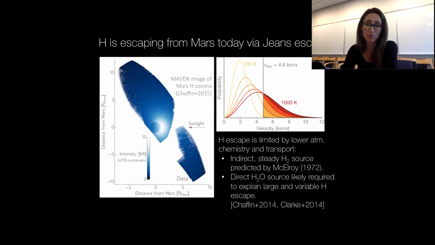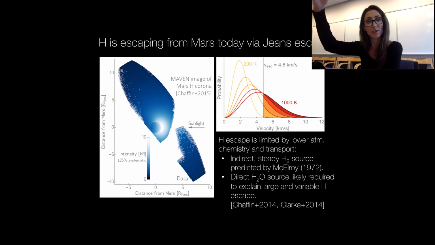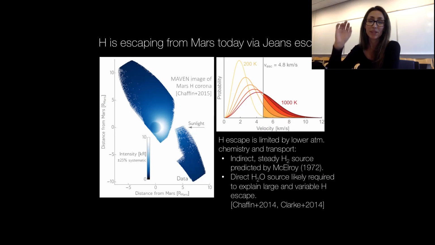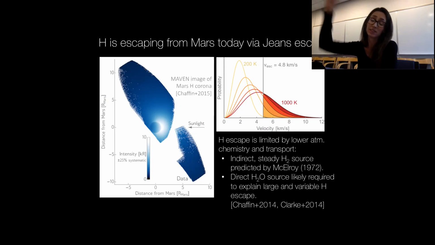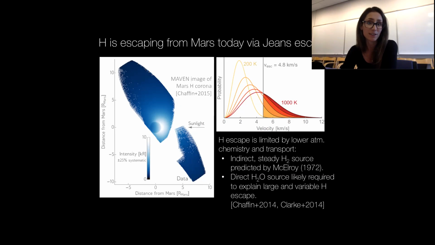Typically hydrogen, because it's a lighter element, is sort of like a lighter balloon. It sits farther from the planet, way above it. Its scale height is much higher than that of oxygen or CO2. And so it tends to escape pretty easily via Jeans escape.